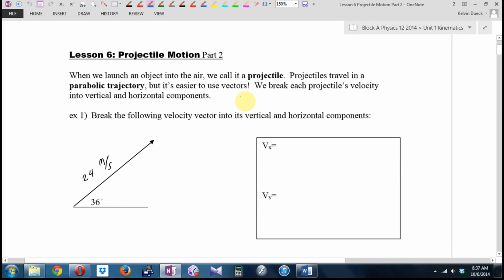I call this projectile motion part 2. In theory, Sam, I'm not going to show you a single new thing today. If I've done my job right, you should be anticipating where I'm going today, I hope. But you should also be saying, hey, these are tough.